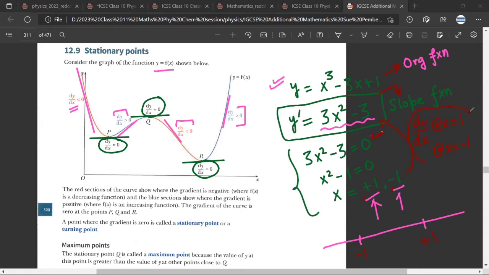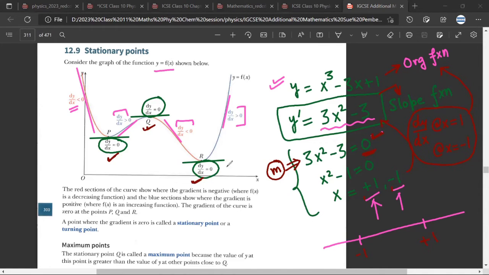At these 2 points, my function will have 0 slope. Why? Because at these 2 points, the slope m is 0. Am I making sense? Now these 2 points would be either like this, or like this, or like this. Am I making sense?